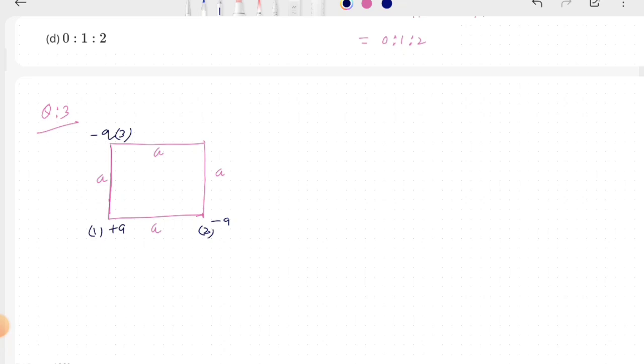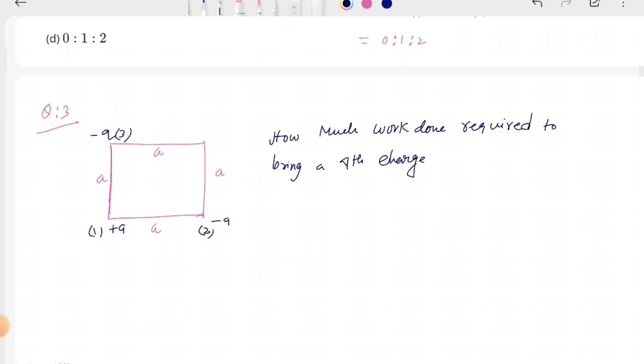So how much work done is required to bring a fourth charge plus Q to place at the fourth corner?